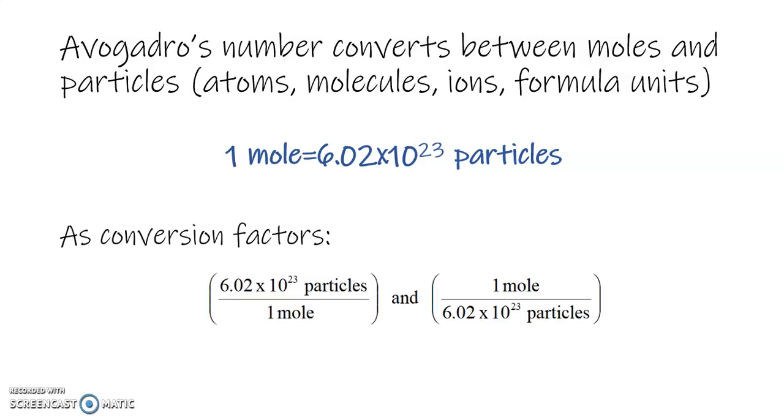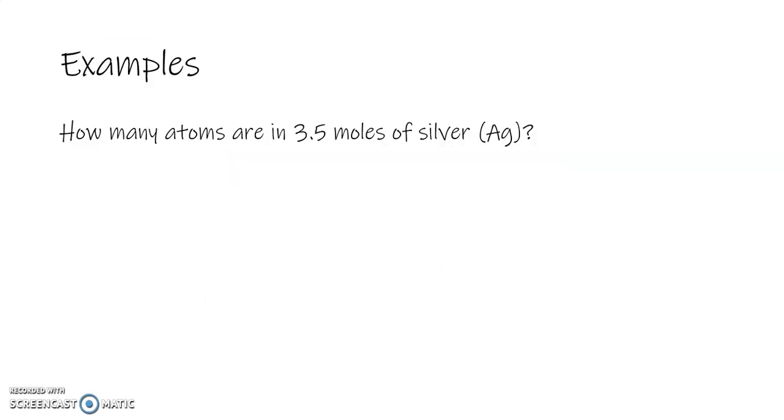As a conversion factor, Avogadro's number would look like the following: either 6.02 times 10 to the 23rd particles over 1 mole, or you can flip it and have 1 mole over 6.02 times 10 to the 23rd particles. Now let's look at how we can use Avogadro's number to convert between moles and atoms. And here's an example problem. How many atoms are in 3.5 moles of silver?